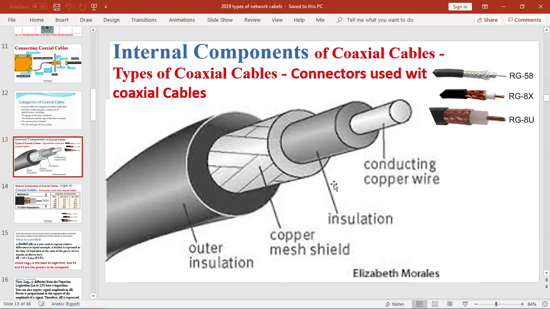Yes, and this is the detailed picture which describes the inner conductor, the insulation, the copper mesh shield, and the outer insulation. If you have two insulations, the inner insulation and the outer insulation, we have the shield and the core here. And it is practical samples.